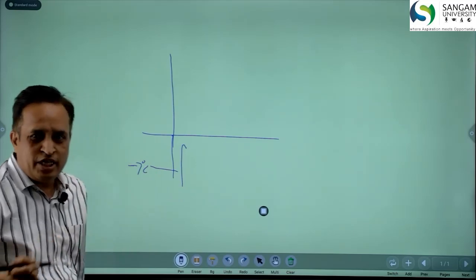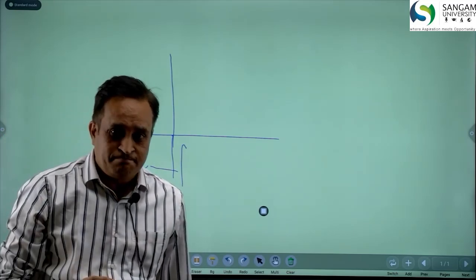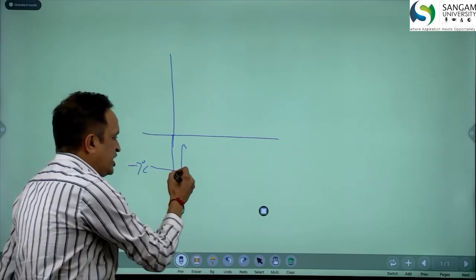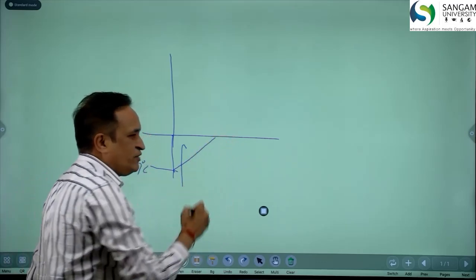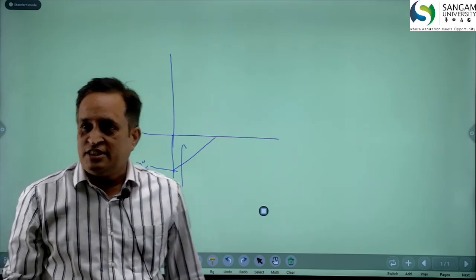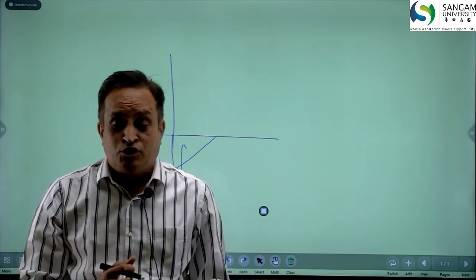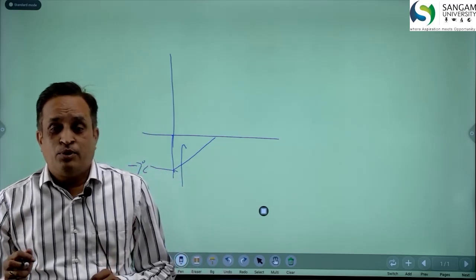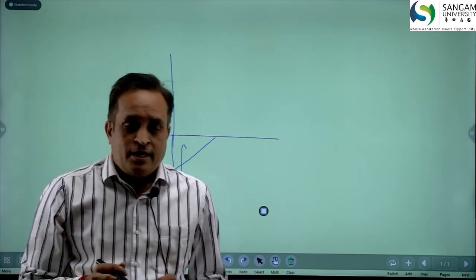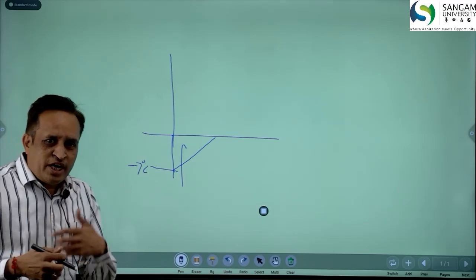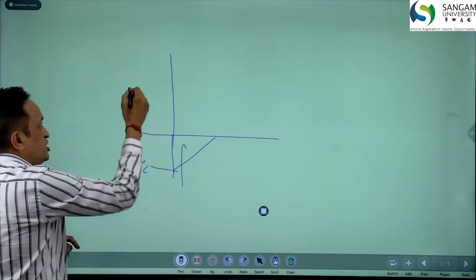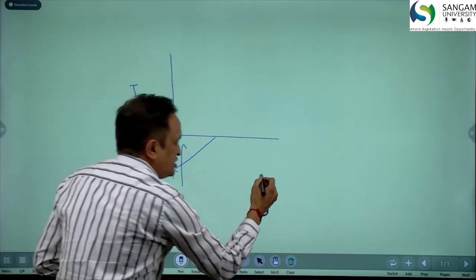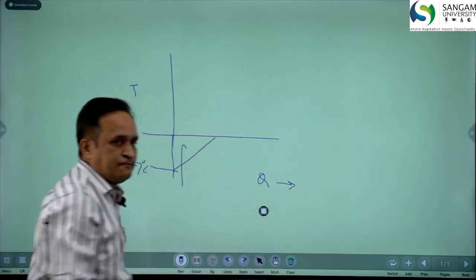What will happen if I add heat to it? Quite obviously anybody can say that its temperature will increase, until it has reached the temperature of 0 degree centigrade, provided we are working at atmospheric pressure. Thereafter, if you keep on adding heat to it, this axis represents temperature and this axis represents the amount of heat that I am adding.